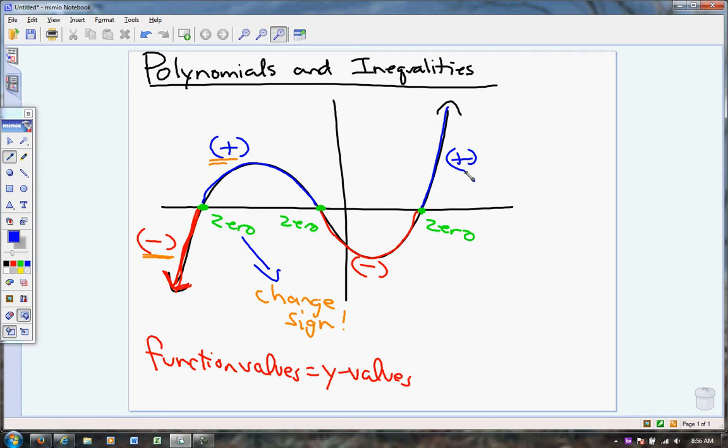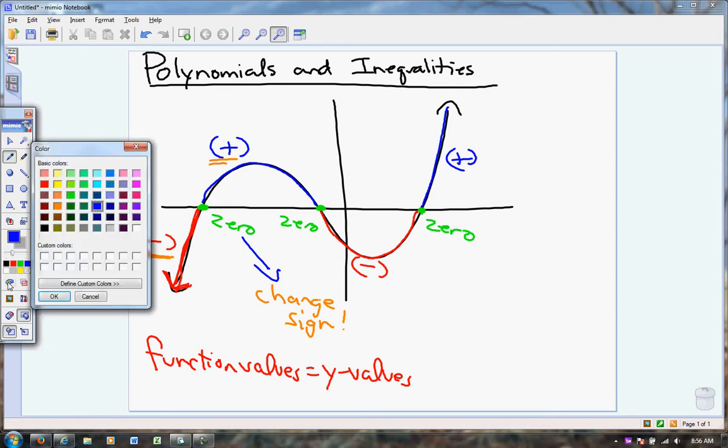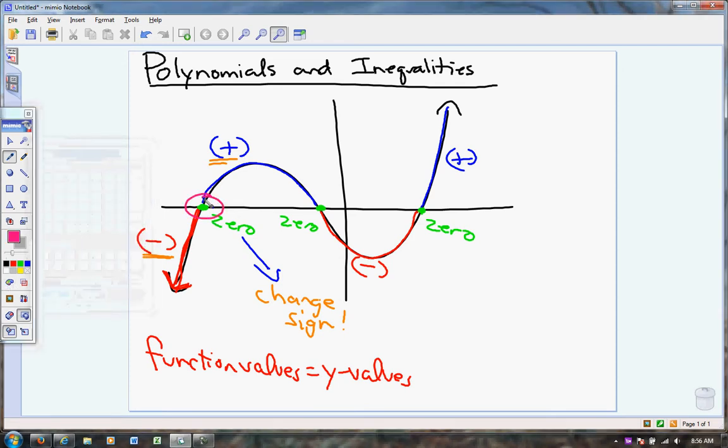So I want you to notice that on this particular function, which is a cubic that has 3 zeros, it changes sign 3 times. Okay? It changes sign, let me get a different color, changes sign here, here, and here. All right? At all 3 of those. Very important that we understand that idea as we lead into what we're doing today.